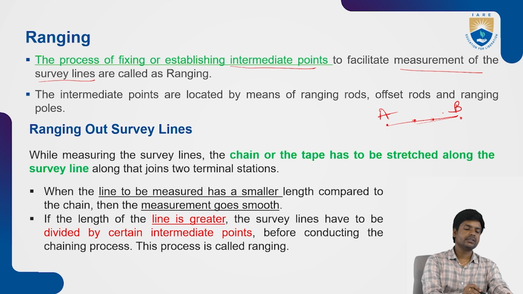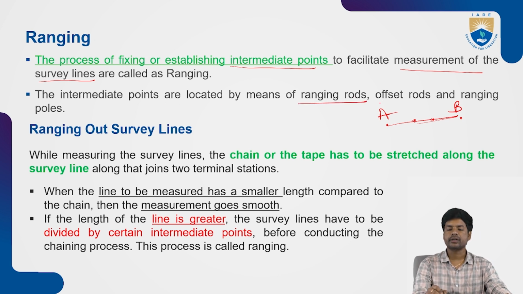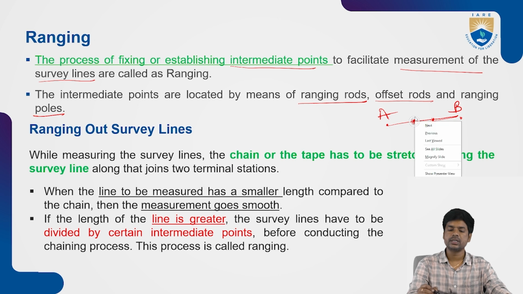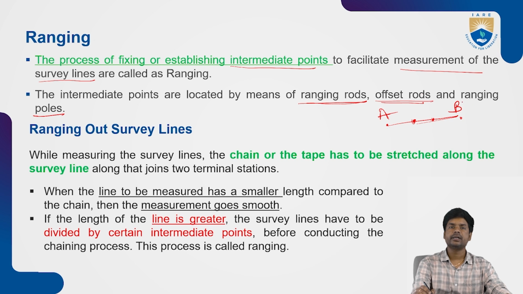The intermediate points are located by means of ranging rods or offset rods and ranging poles. To reduce the effect of errors, we divide the total survey line into parts by using the intermediate points. So these points are established by using ranging rods or offset rods and ranging poles.